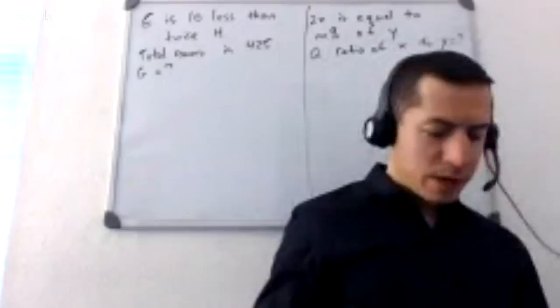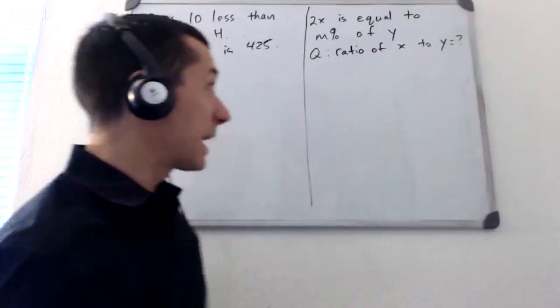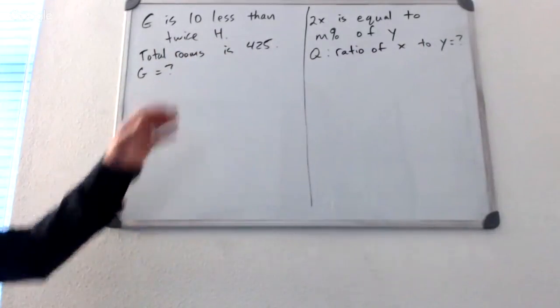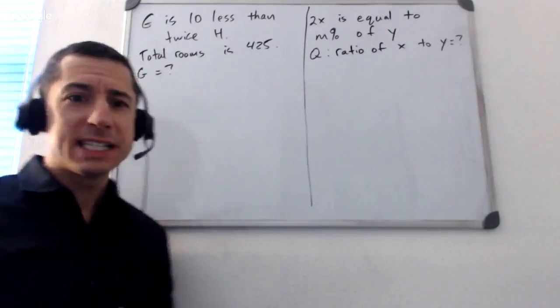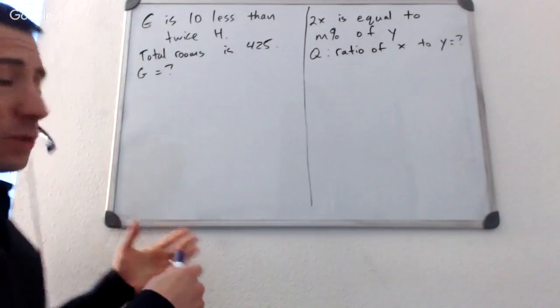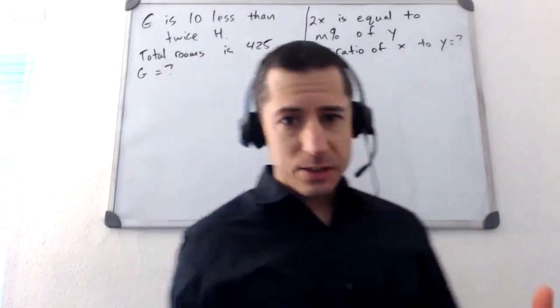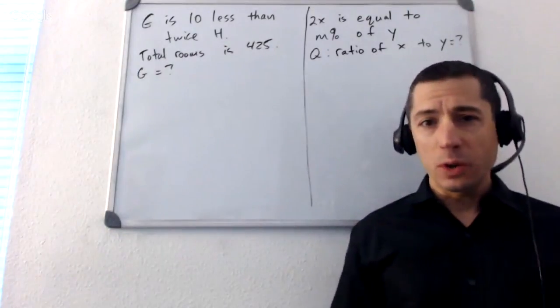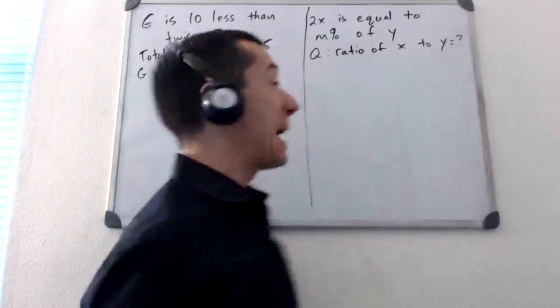Okay, looks like we're getting pretty good consensus on these, so let's go ahead and jump back in. Let's start with the first one first. The number of rooms at Hotel G is 10 less than twice the number of rooms at Hotel H. So these are 2 nice straight translation questions. Not a whole lot going on here. These are going to get harder on the next batch.